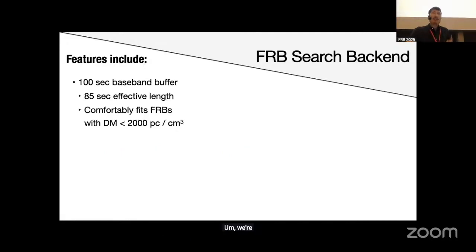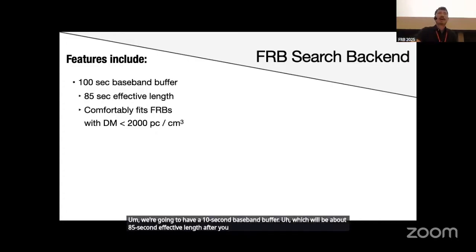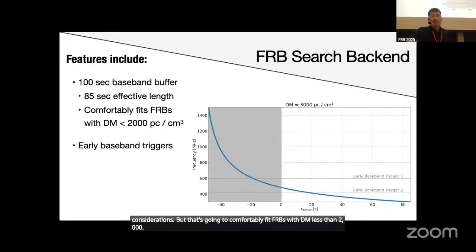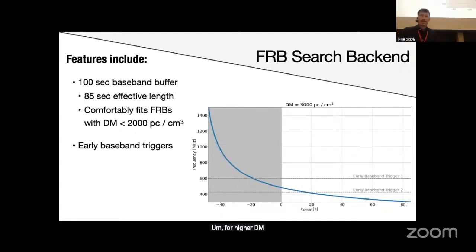We're going to have a 100-second baseband buffer, which will be about 85-second effective length after you account for lag and other memory considerations. But that's going to comfortably fit FRBs with DM less than 2000. For higher DM FRBs, we're implementing early baseband triggers.